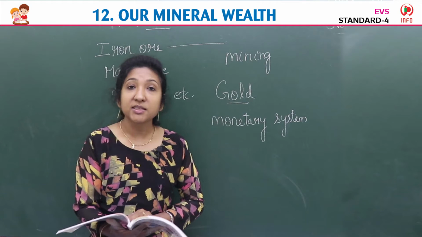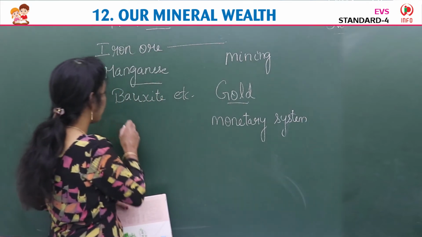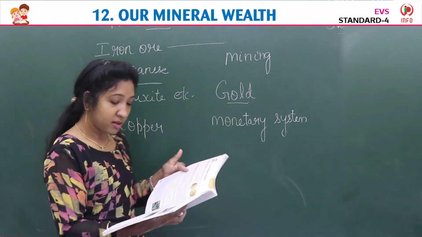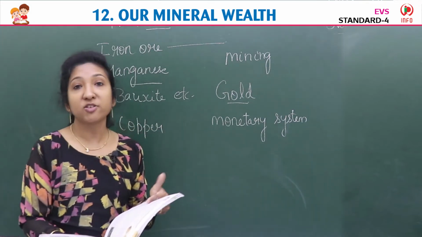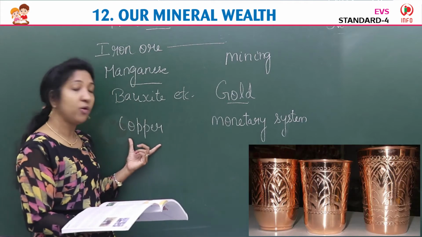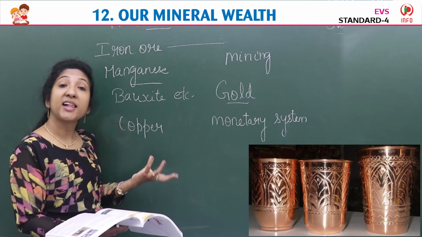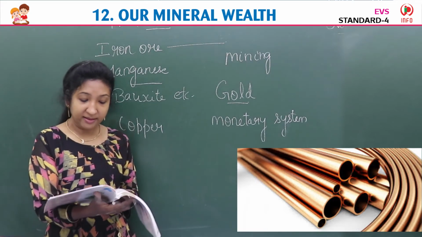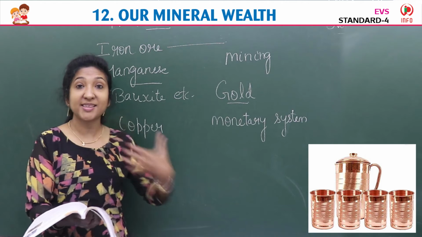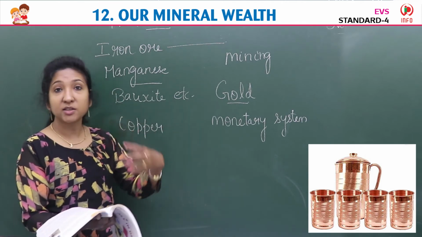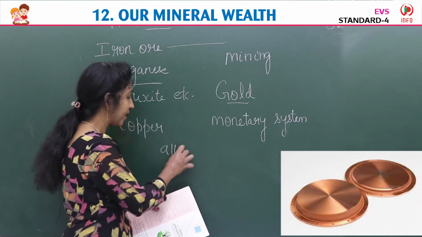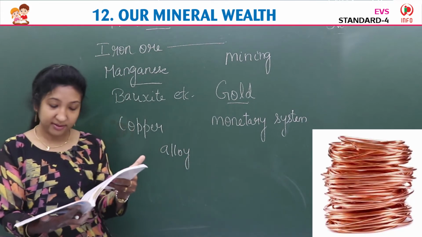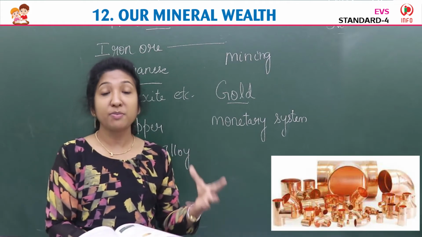Okay, next is copper. The next mineral we are going to learn about is copper. It is very much necessary in the electrical industry. So we use copper more for making electrical items. It is also used as an alloy to make brass utensils. Alloy means a mix of metals. Many metals combine together to form an alloy, A-L-L-O-Y, alloy. So it is also used as an alloy to make brass utensils. Brass, brass metals we have.